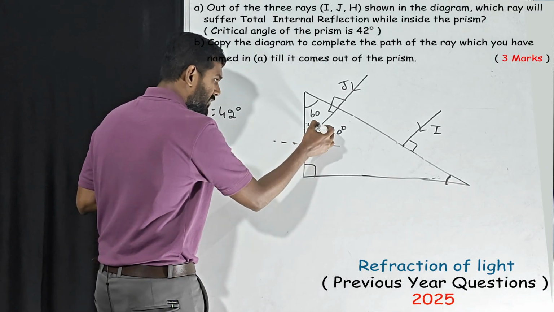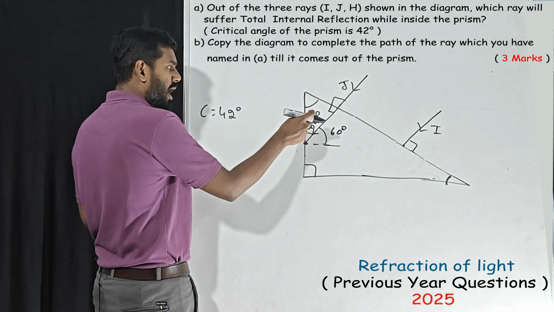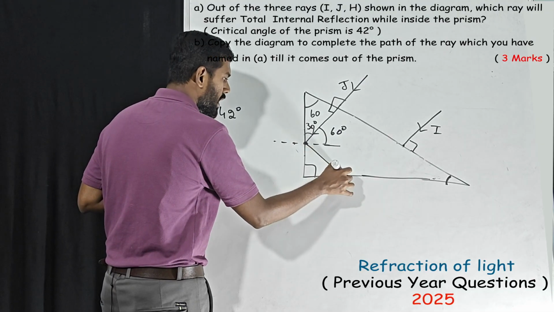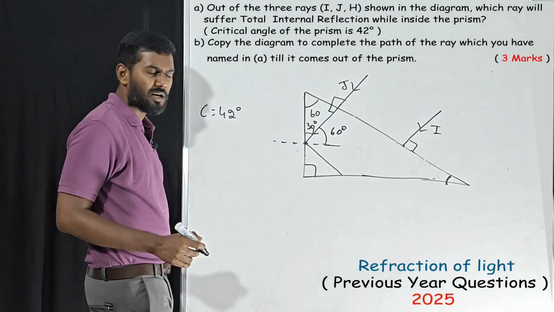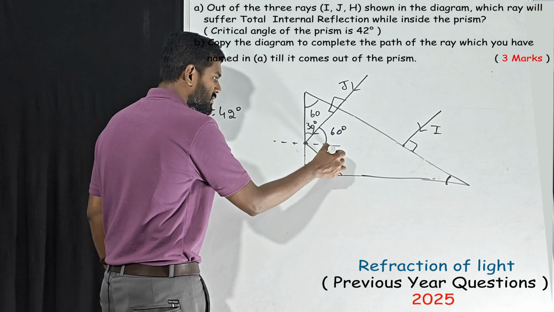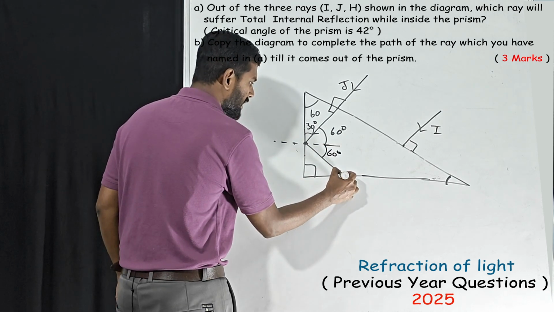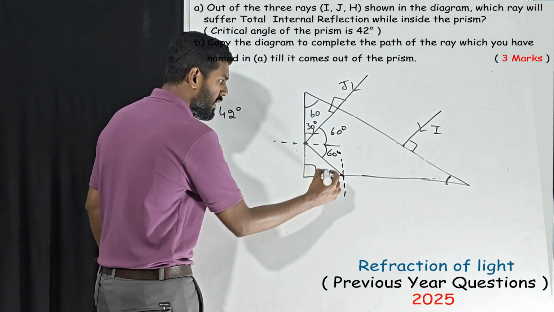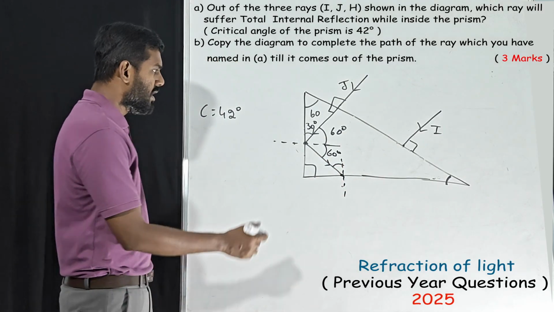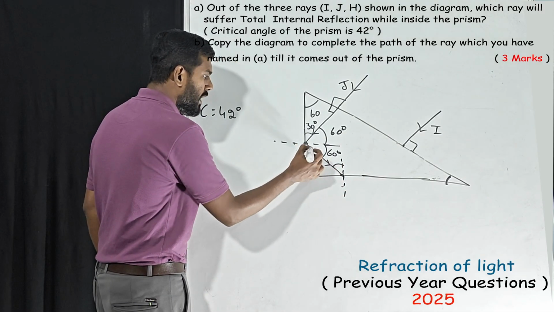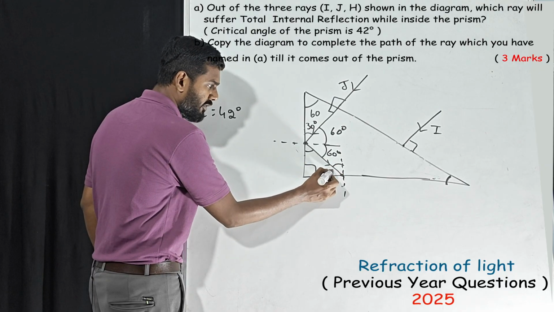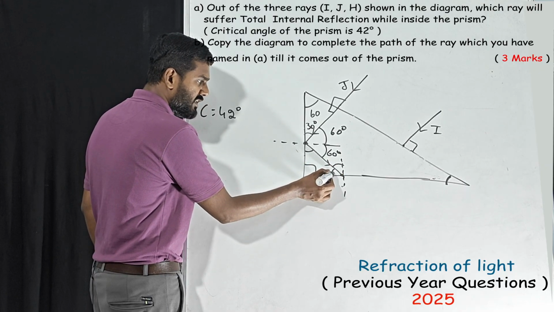Now if the angle of incidence is greater than the critical angle, it undergoes total internal reflection. So if this is 60, the angle of reflection will also be 60. Whenever it touches here, draw the normal, and we want this angle. So how do we find that? We have to find this angle, correct? How to find this angle?